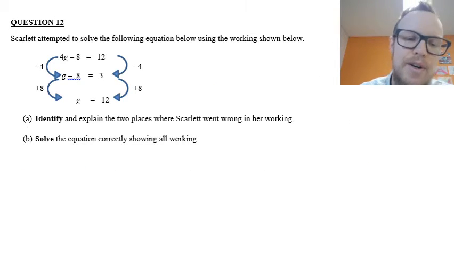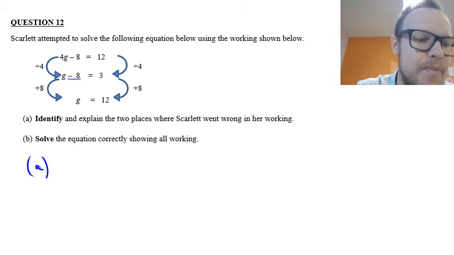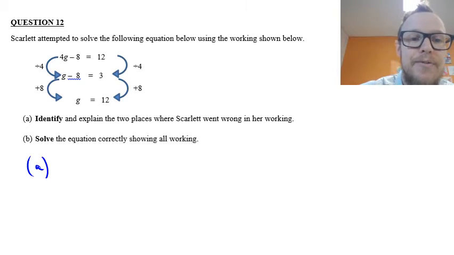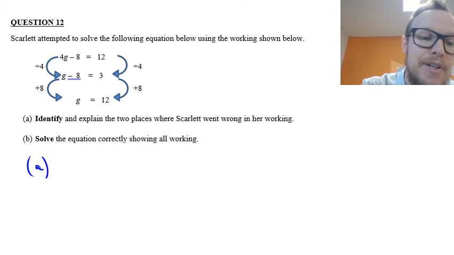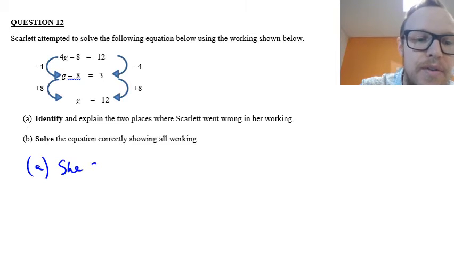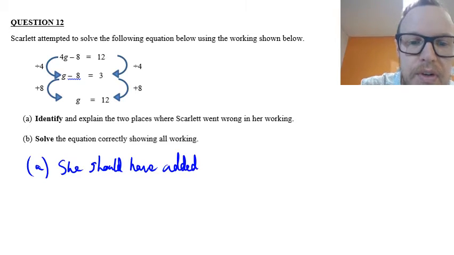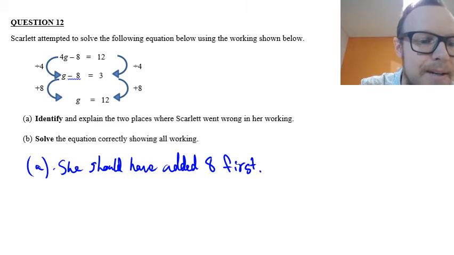For question 12, we're asked to identify the two places where Scarlett went wrong in her working. So for A, we need to find where she went wrong. Now, the first step she did was divide by 4. It would probably be easier if she added 8 first. So she should have added 8 first. That's the first mistake she's made.